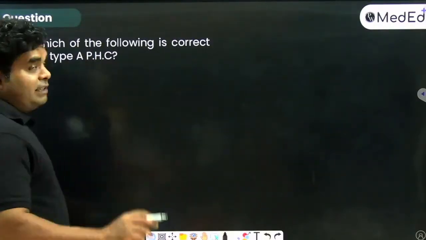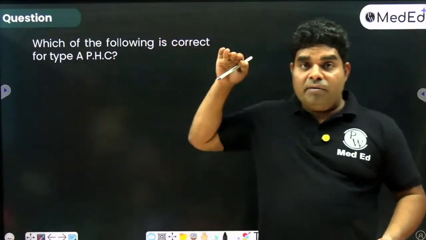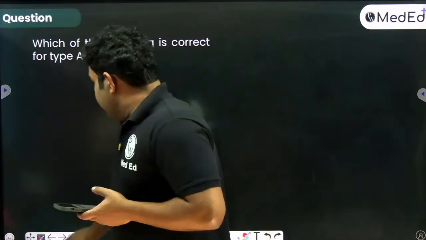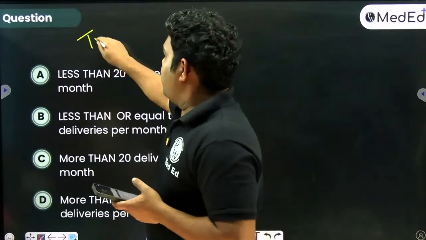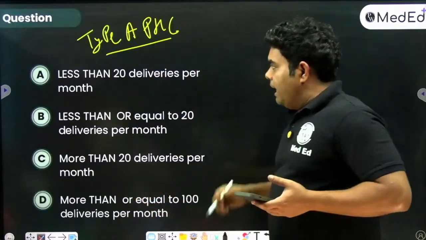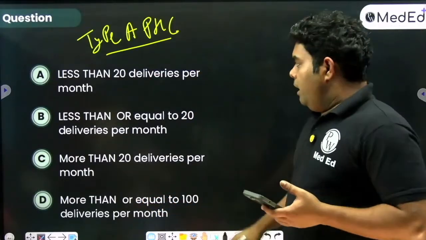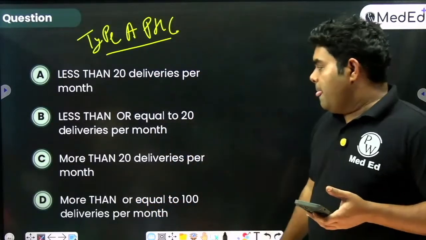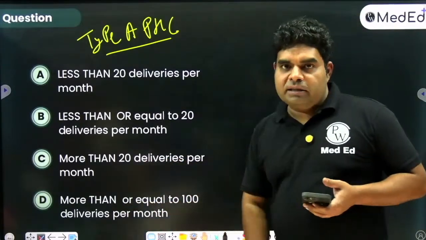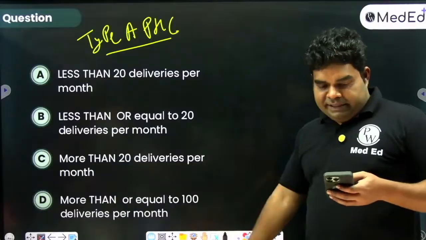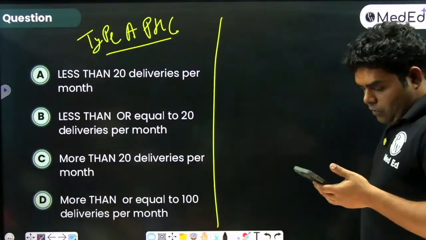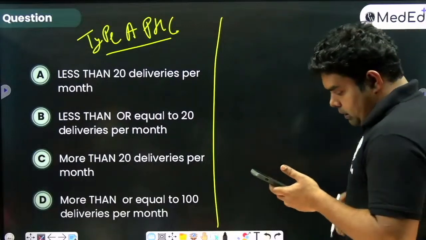I hope the epidemiological transition ratio is clear. We write CMNND above, NCD below. The next question is, what is correct for type A PHC? It has less than 20 deliveries per month, less than or equal to 20 deliveries per month, more than 20 deliveries per month, or more than or equal to 100 deliveries per month. What is correct for type A PHC? This is one thing which I hope you know. Kindly answer.